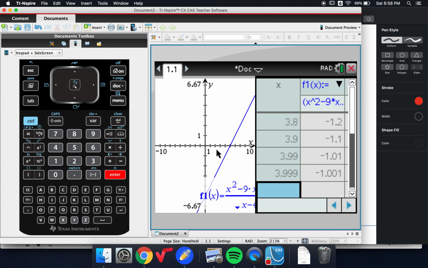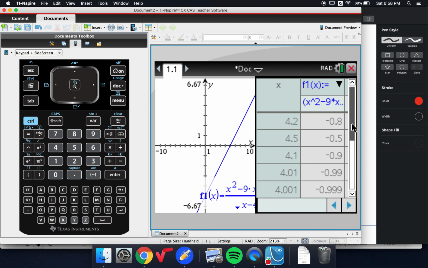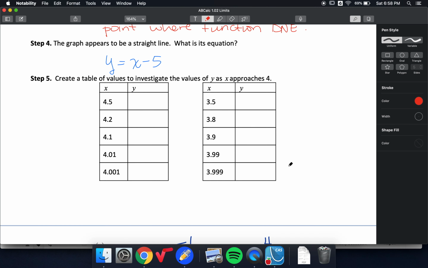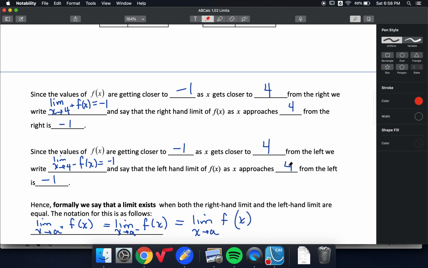So as I'm approaching from the left-hand side, coming from 3 towards 4, these values are all less than -1, and that makes sense because they're down here. When I looked at my values coming from the right-hand side, at 4.5 I was at 1/2, and then all of my values are greater than -1. That also makes sense. So we created that, and then we can fill in our notes.